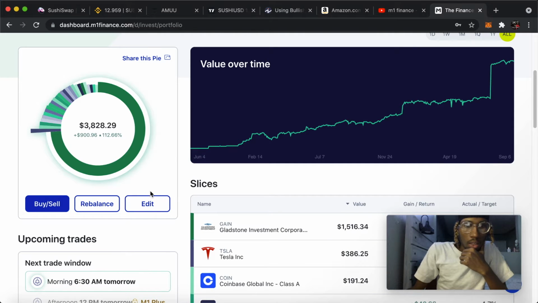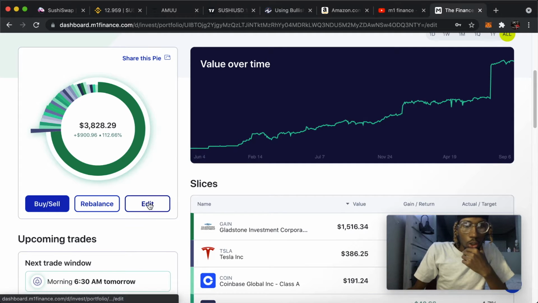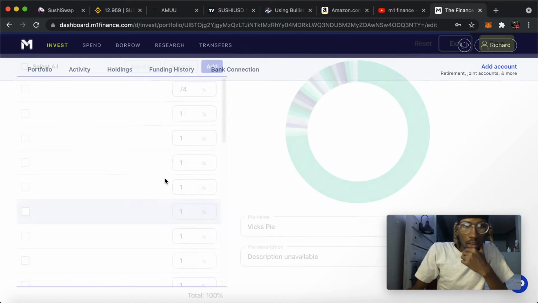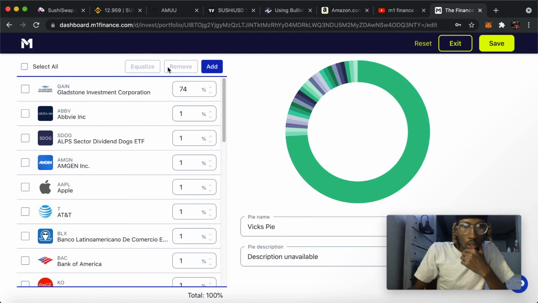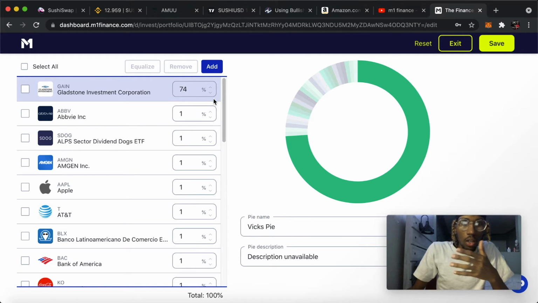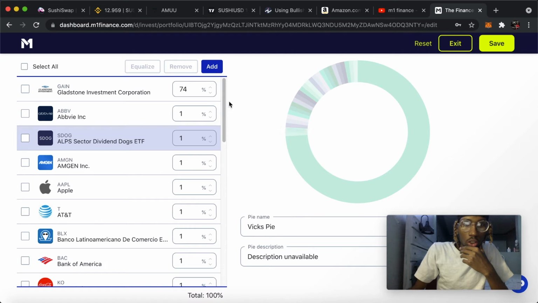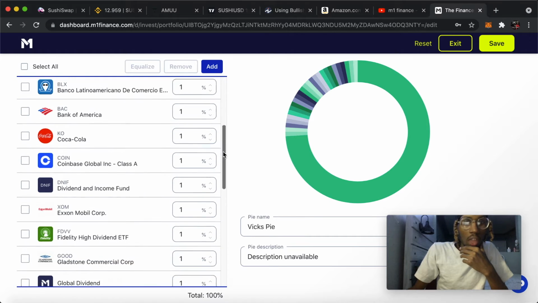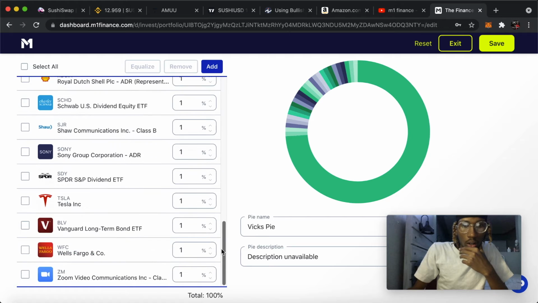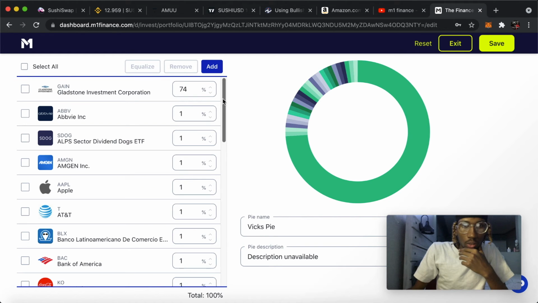What I meant by that is you can choose them by going to edit, and you'll see the percentages, and you can pick how much of the money you want going into each of the stocks. So I have this at 74%, so I want most of that money going into this stock here, and the rest of these are 1%. So I really don't want too much of that money going in there, right?